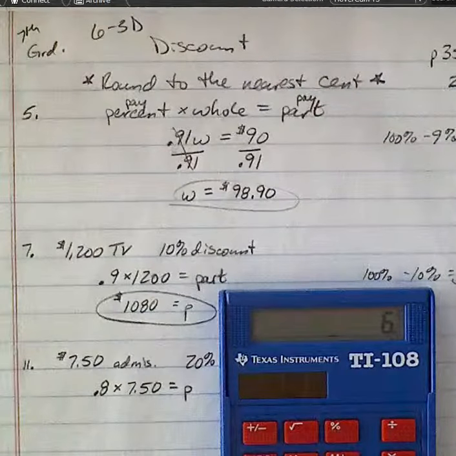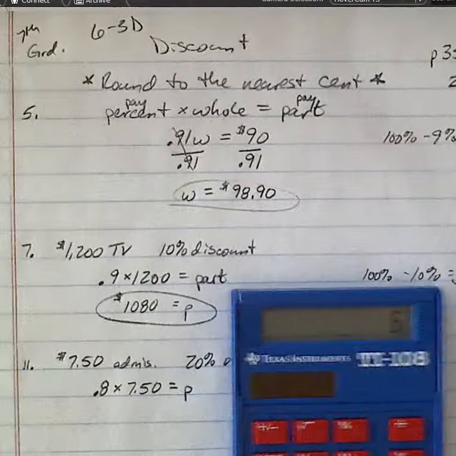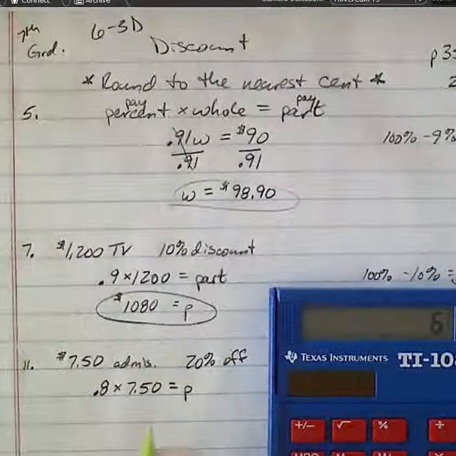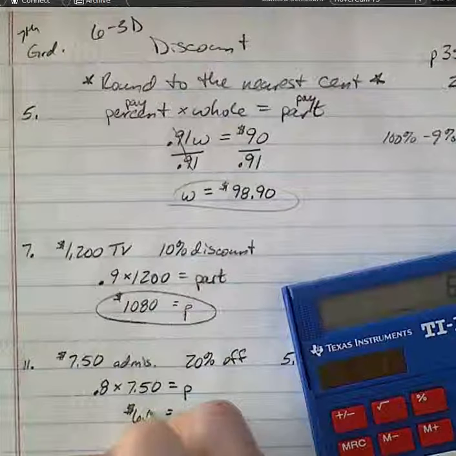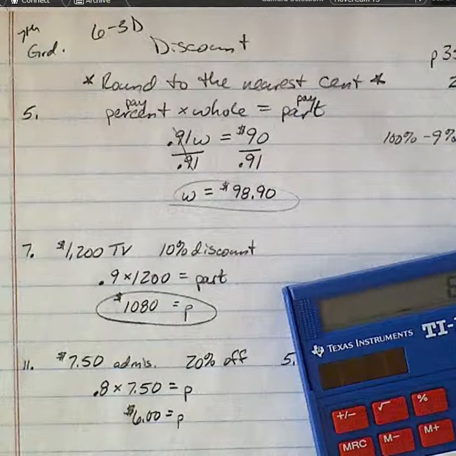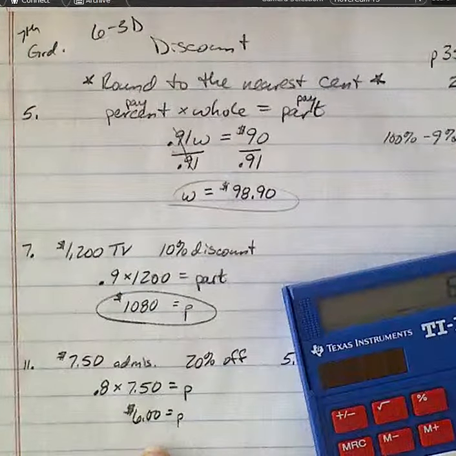So what does that mean? It's 6 what? $6. This is the amount you pay, so we're paying $6. Questions about that part of the problem? Do you see where we got the sales price?